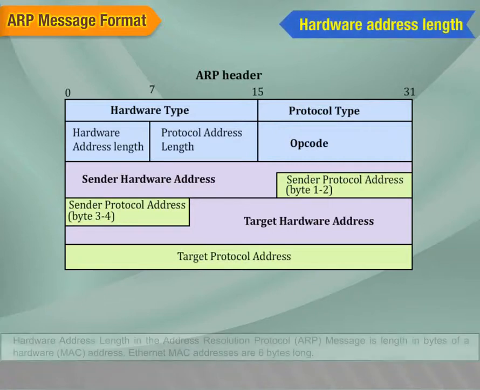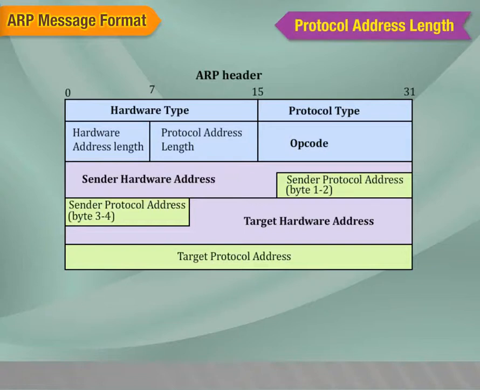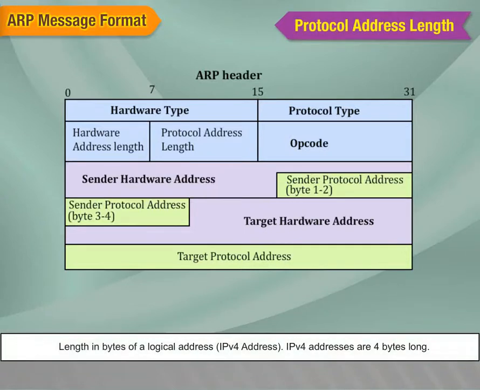Hardware address length. Hardware address length in the Address Resolution Protocol, that is ARP message, is the length in bytes of a hardware MAC address. Ethernet MAC addresses are 6 bytes long. Protocol address length. Length in bytes of a logical address, that is IPv4 address. IPv4 addresses are 4 bytes long.